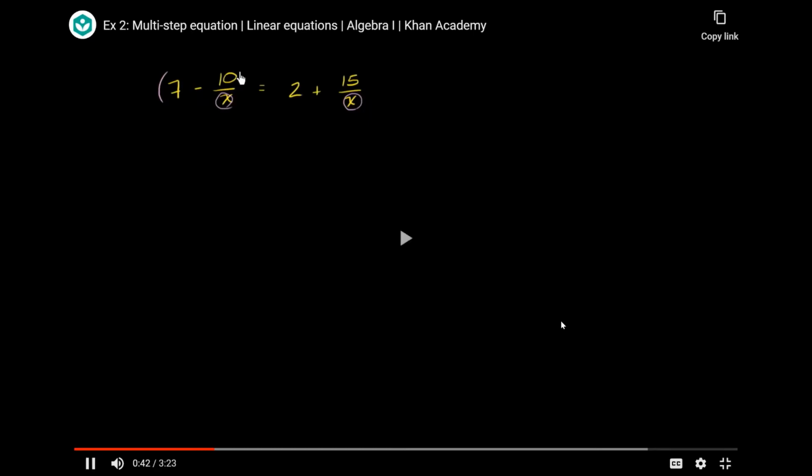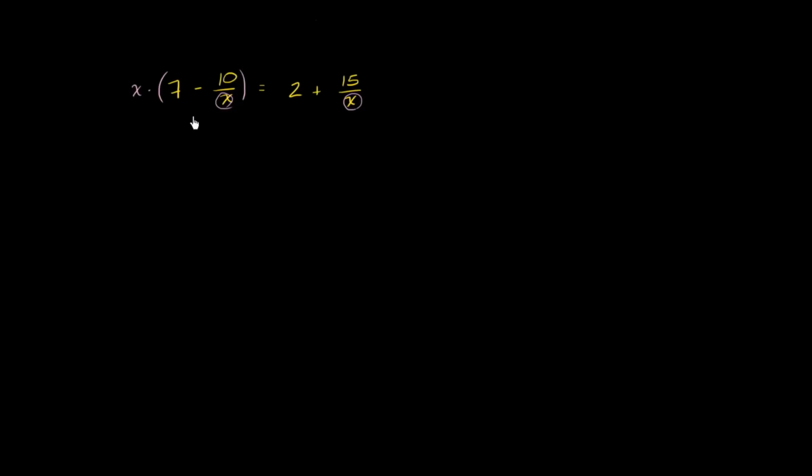Here we go now. So we could multiply this entire side by x, but we can't just multiply the left-hand side by x. We'd also want to multiply the right-hand side by x. And so what will that give us? Well, we distribute the x. We get x times 7 is 7x. And then x times negative 10 over x, well, that's just going to be negative 10. Correct. So you get negative 10 right over there.